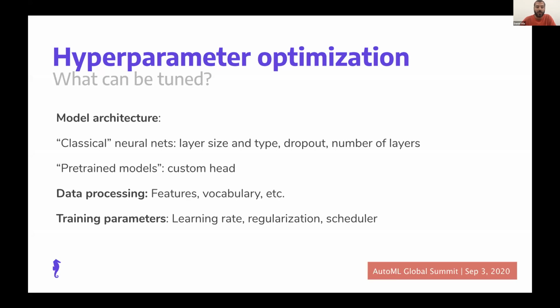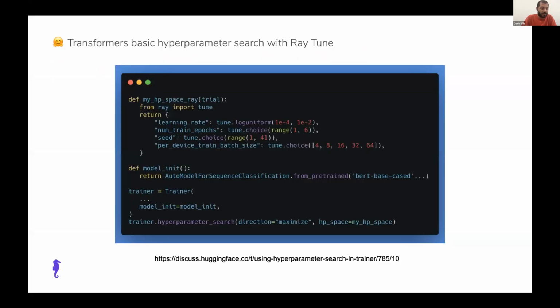a good architecture. Data processing is something you could and should do, like features, data augmentation, the vocabulary that you are using, either training from scratch or fine-tuning, and also, yeah, the typical training parameters and so on. And regarding the training parameters, it's important to take into account that if you are fine-tuning a pre-trained model, you should be careful of learning rates and schedulers and so on. We will see some pointers regarding that later.